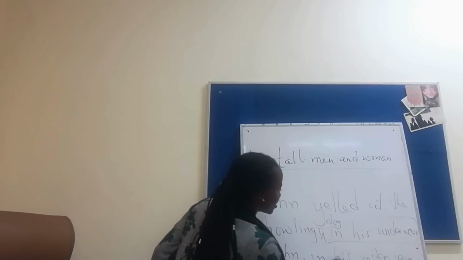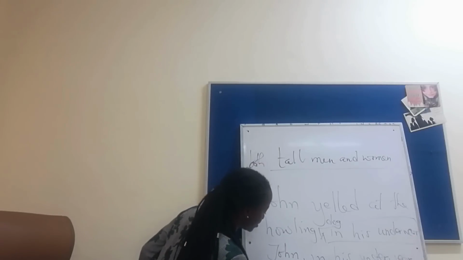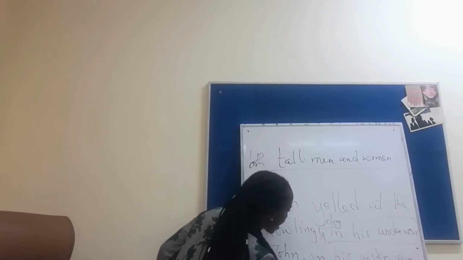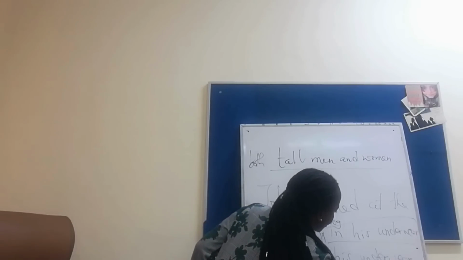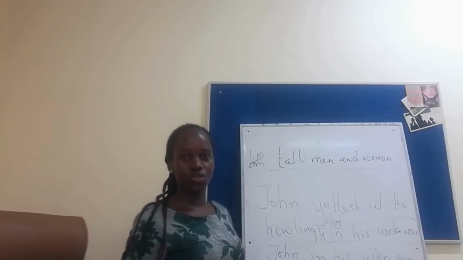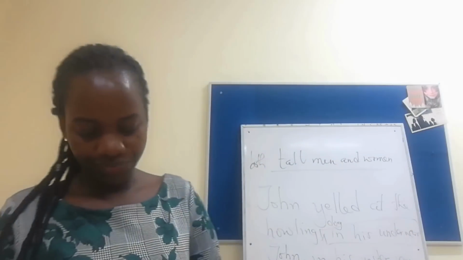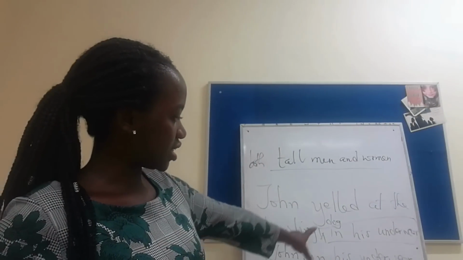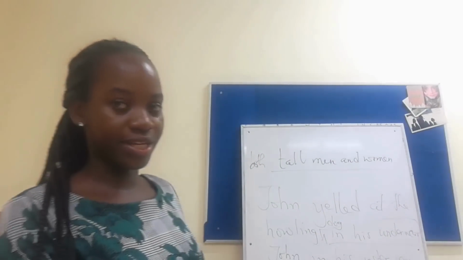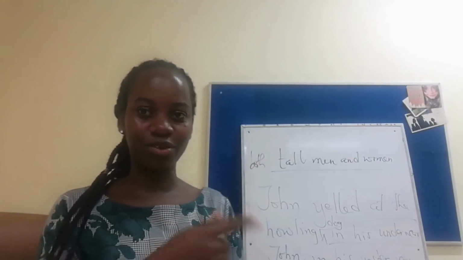So, John in his underwear yelled at the Halloween dog. This is it. You just take the modifier, which is "in his underwear," that is so far away from the word it is modifying, you place it close, and then you solve it.